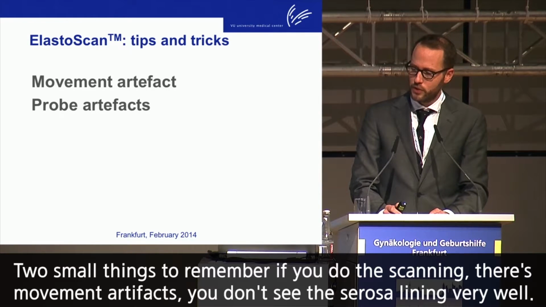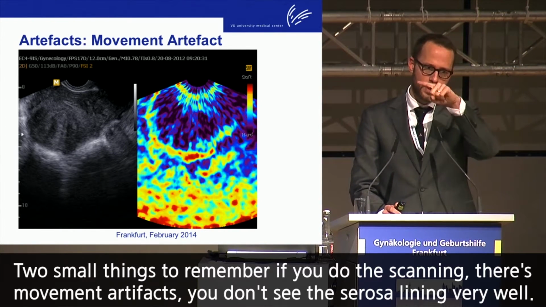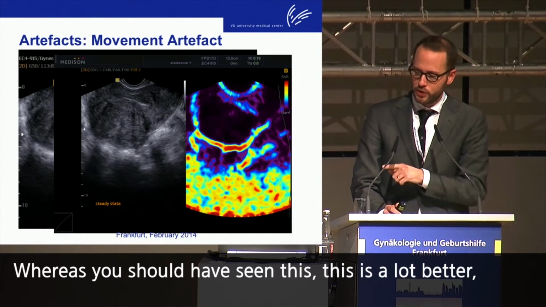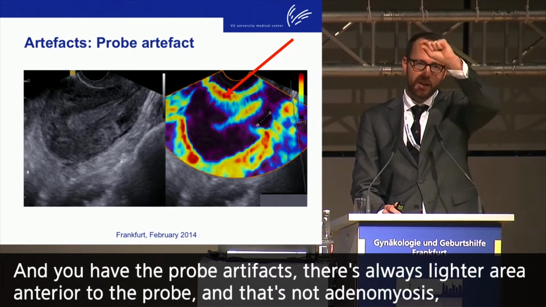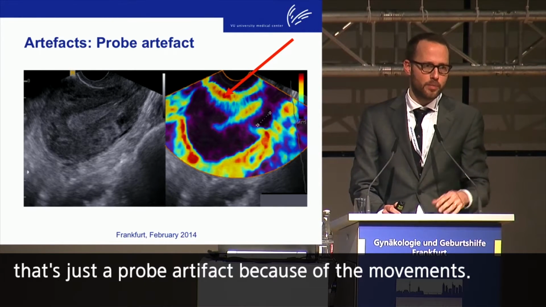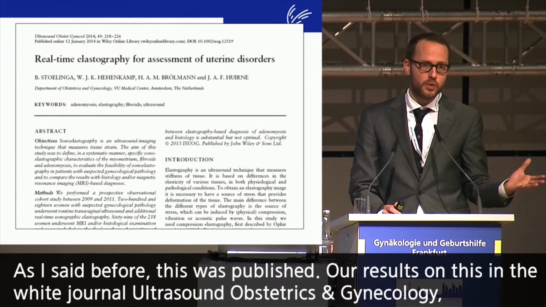2 small things to remember if you do the scanning. There's movement artifacts. You don't see the serosal lining very well, whereas you should have seen this. This is a lot better. And you have the probe artifact. There's always a lighter area anterior to the probe, and that's not adenomyosis, that's just the probe artifact because of the movement.